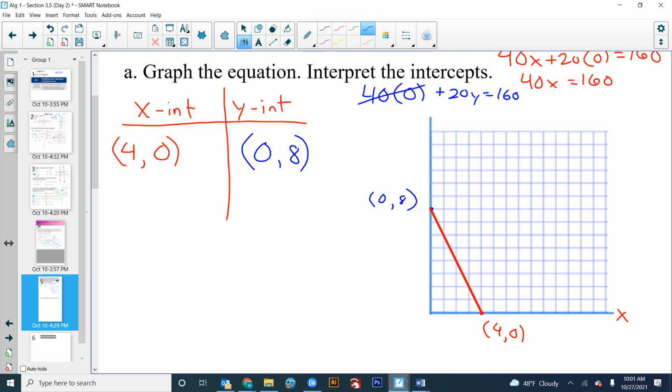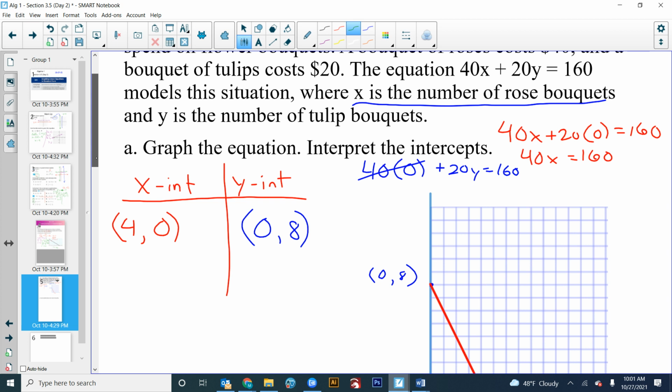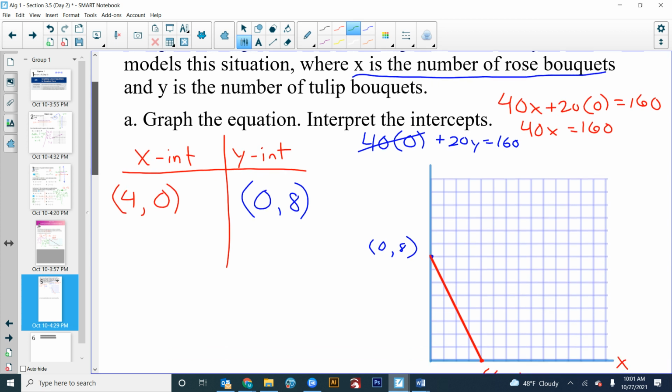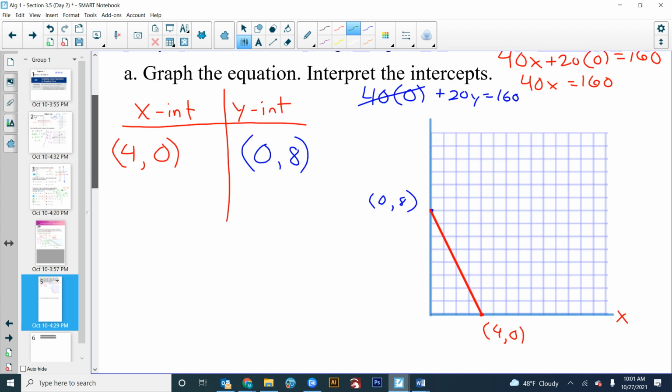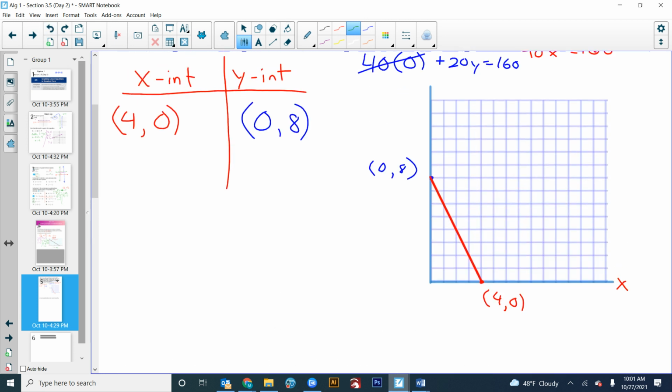Now, let's see what they asked us to answer. Graph the equation and interpret the intercepts. Okay, so did we interpret the intercepts? X-intercept. Let's interpret it. It's (4, 0).